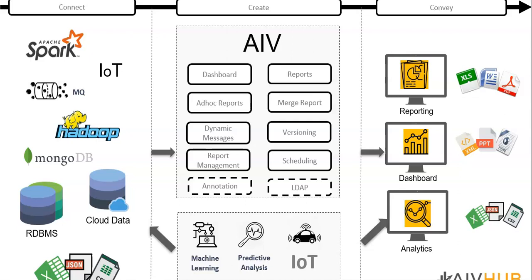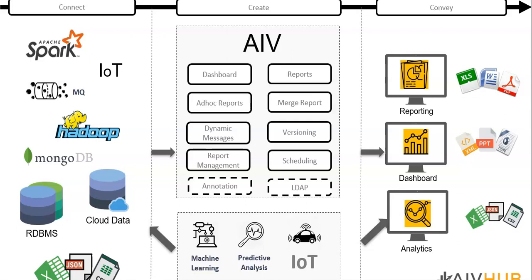Once it is connected, you can start building your own reports and dashboards. You can create dynamic messages and reports, and you can merge those reports and automate them. You can even track all those reports within the AIV dashboard. You can also connect this with Active Directory. So in case you have Active Directory, you can import all the user roles from LDAP.